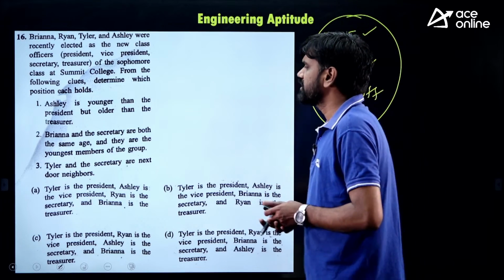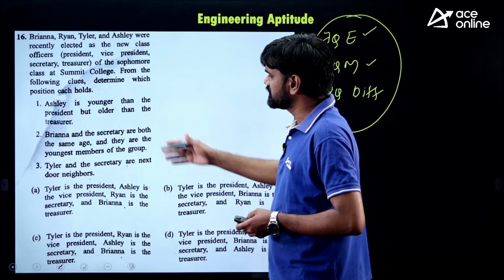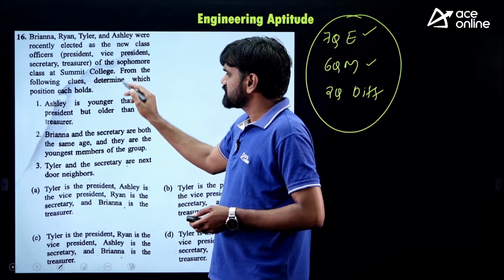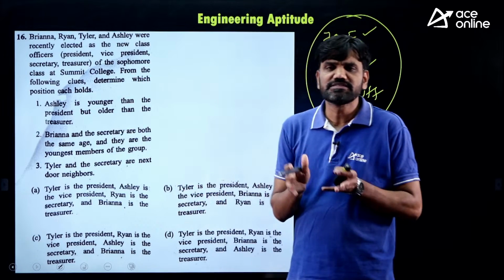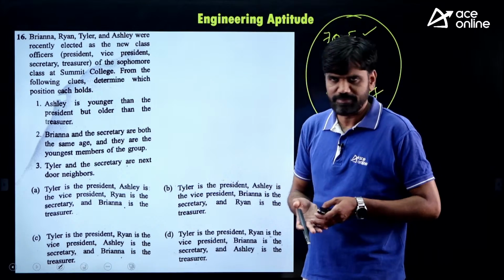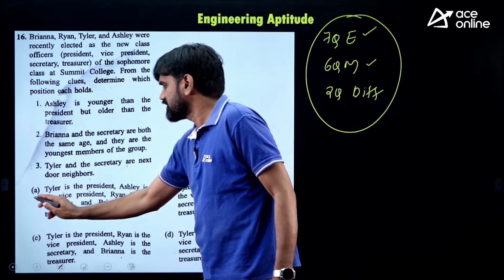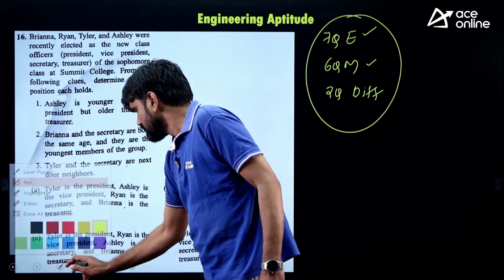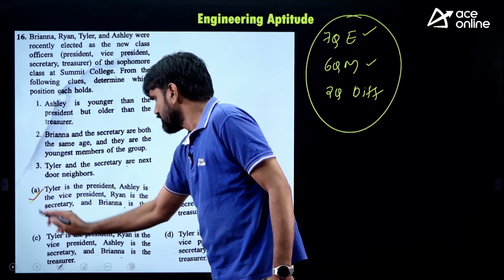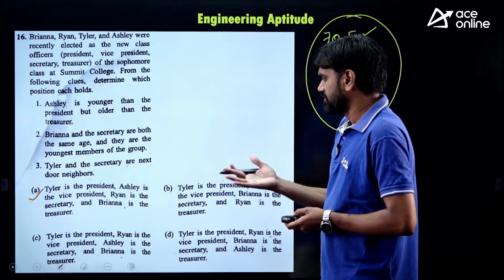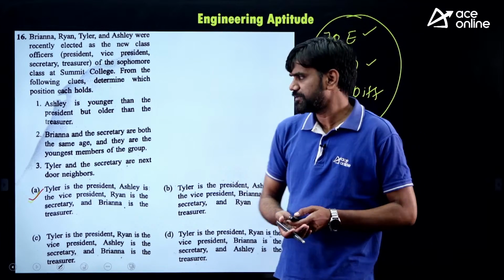Now going ahead, here they have given the data related to comparison, some clues, and they are asking you to find which position each person is holding. It is something like seating arrangement, data arrangement or puzzle type I can say. So if you arrange the data, finally you will get the answer as option 1. So Tyler is the president, Ashley is the vice president, Ran is the secretary and Brianna is the treasurer.